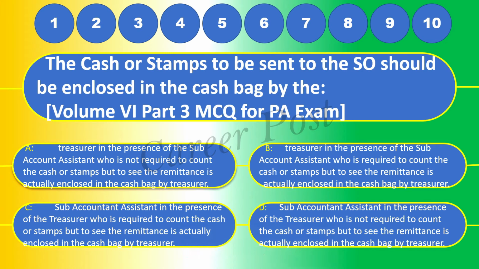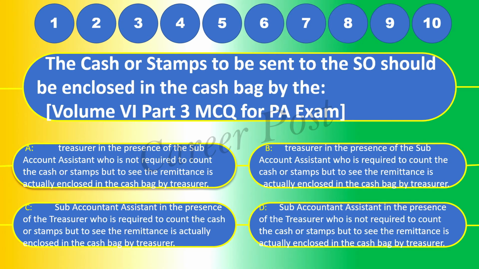Okay, what is the question you have to understand first. Whenever the cash or stamps are sent to SO from an HO, it is to be enclosed in the cash bag. That is a natural thing. For that, what is the requirement? There are 4 types of options given. First option: the cash bag should be closed by the treasurer. That means treasurer has to close. And in the presence of sub-account assistant, but sub-account assistant need not count the cash. That means only treasurer will count. Sub-account assistant will just see whether this cash is enclosed or not. That is option A.